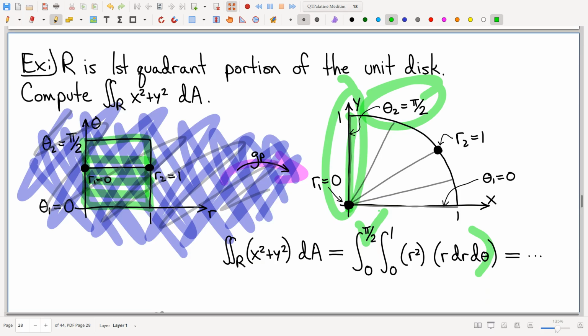Yes, this only applies to polar coordinates. This is specific to polar coordinates. When we're using other coordinates, we have to look at the pullback domain.